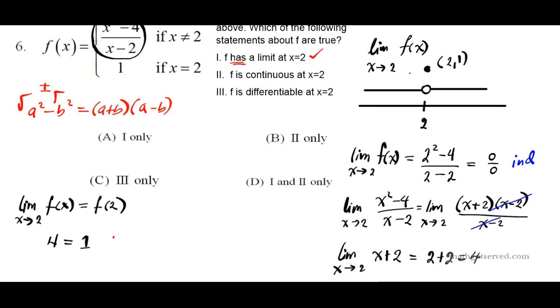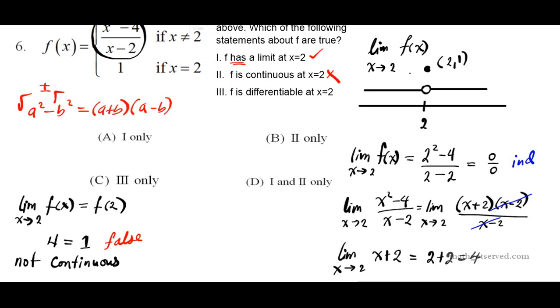This statement is false. Since the limit of the function is not equal to the value of the function, here we have a removable discontinuity situation. So the function is not continuous, so option number 2 is false. Now, how about option 3? F is differentiable at x equals 2.